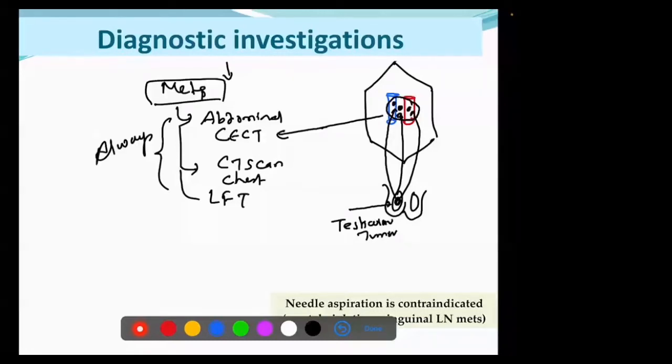Regarding bone scan and brain MRI, it depends on symptoms. If the testicular tumor patient presented to you with back pain, bone pain, fractures, then go for bone scan. If there is a headache, vomiting, seizure, then go for brain MRI. Otherwise, we don't do these investigations.